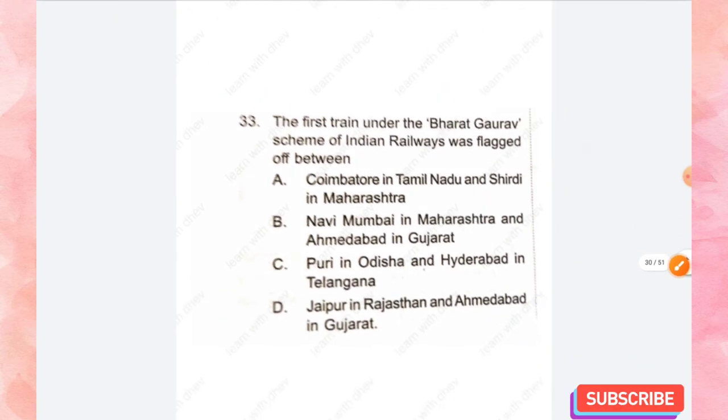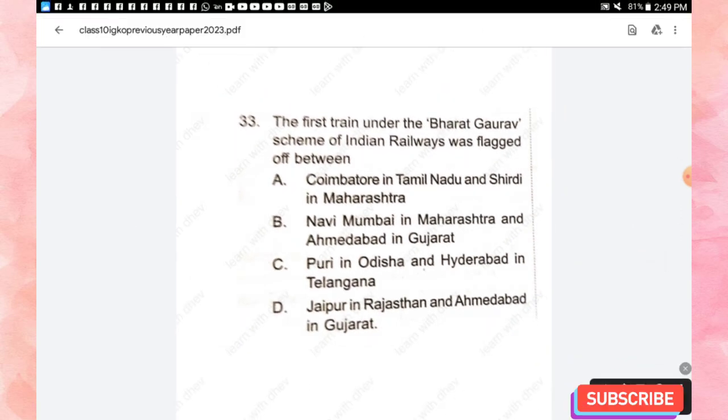Question number 33. The first train under the Bharat Gaurav scheme of Indian Railways was flagged off between Coimbatore in Tamil Nadu and Shirdi in Maharashtra. Option B is Navi Mumbai in Maharashtra and Ahmedabad in Gujarat. Option C is Puri in Odisha and Hyderabad in Telangana. Option D is Jaipur in Rajasthan and Ahmedabad in Gujarat. The right answer is option A.